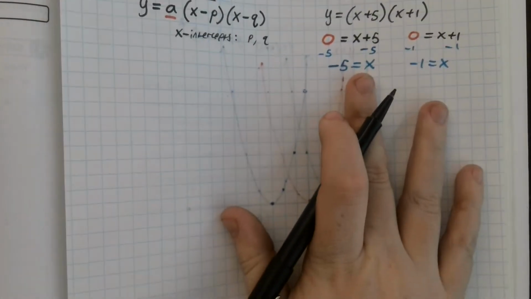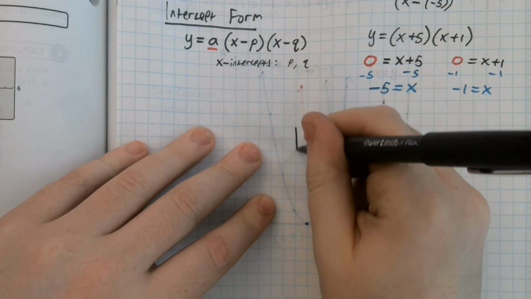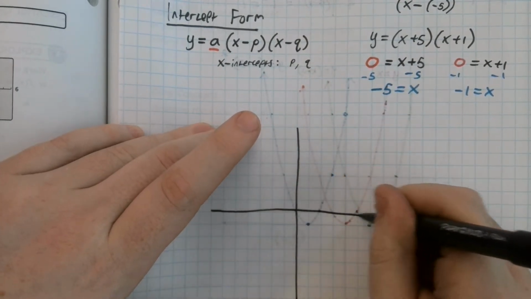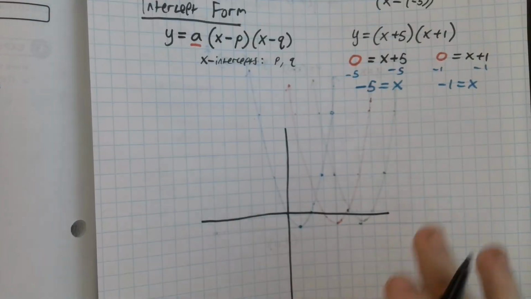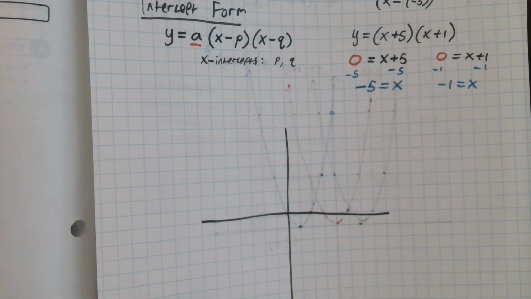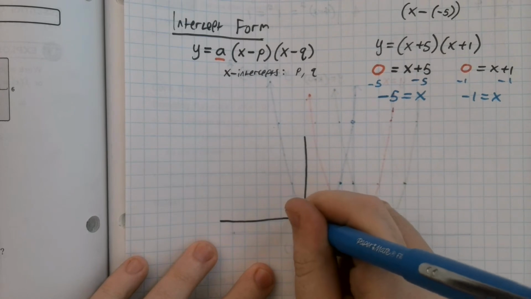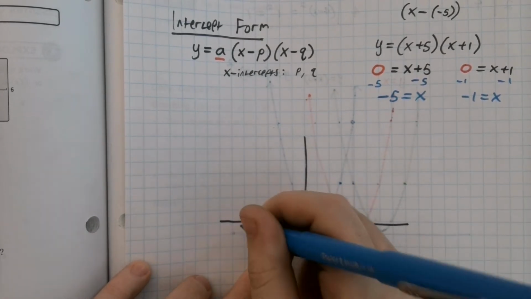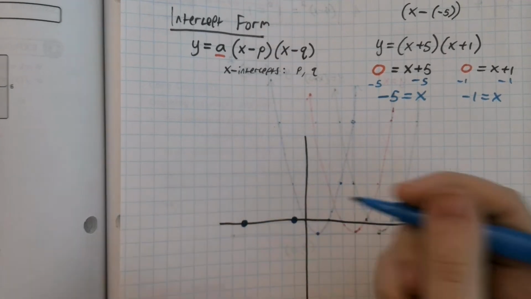So, when we graph this parabola, we already know 2 of our points. We know that our x-intercepts are going to be negative 5 and negative 1. So let's put a dot at x equals negative 1, and let's put a dot at x equals negative 5. Very nice.